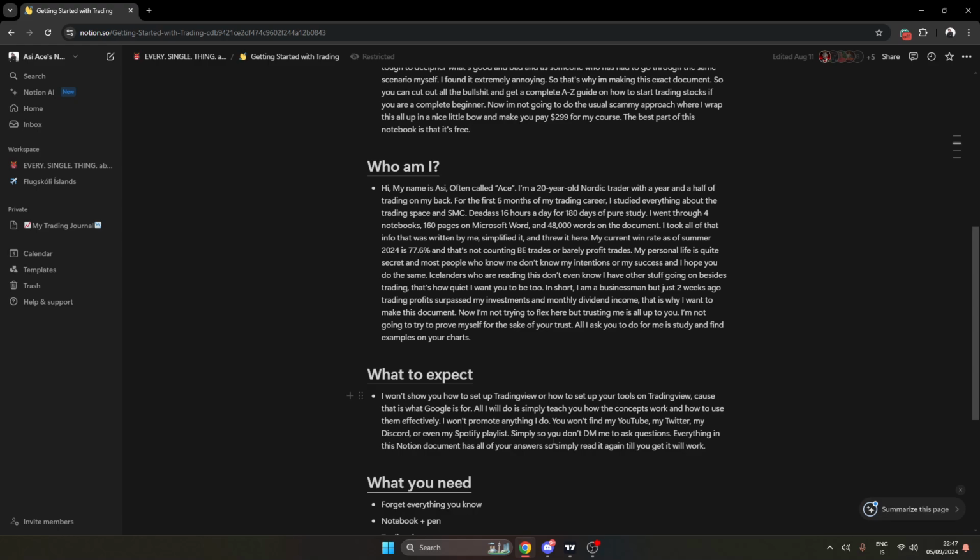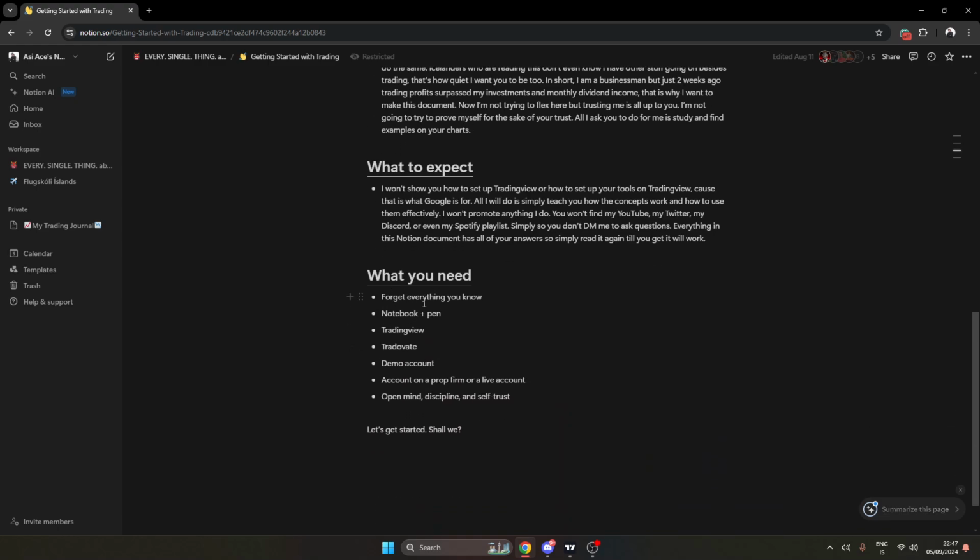Anyways, what you need is to forget everything you know. You need a notebook and a pen, TradingView, a Tradovate account or a demo account on a prop firm or a live account, you choose, or the Tradovate app and the demo account. An open mind, discipline, and self-trust. So let's get started.